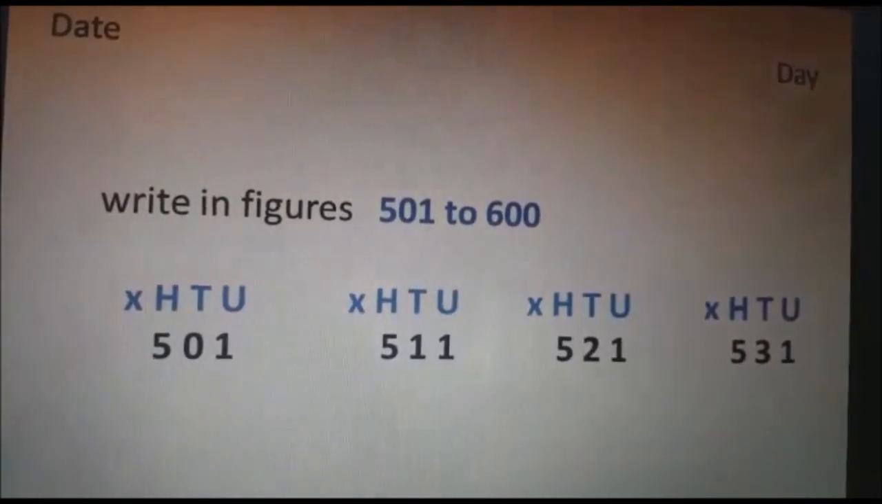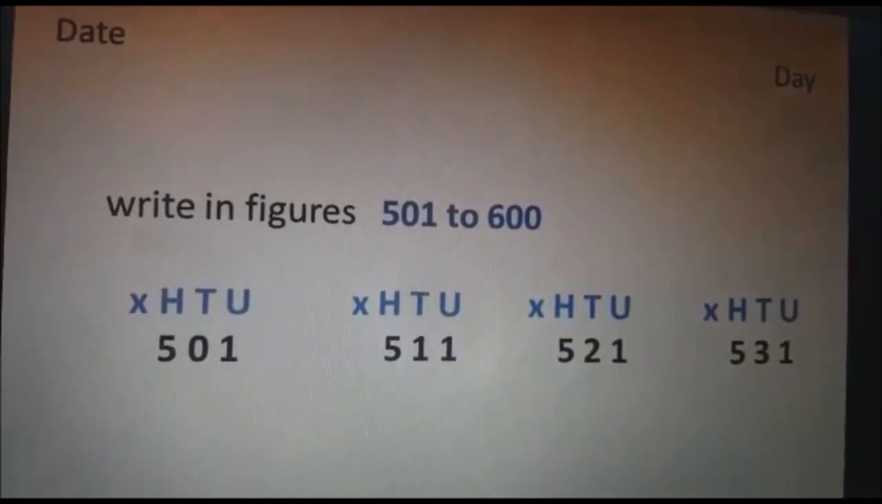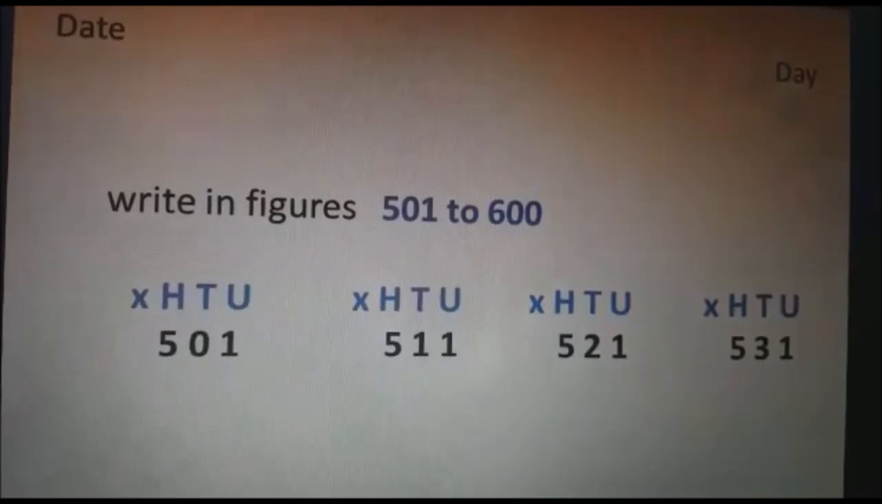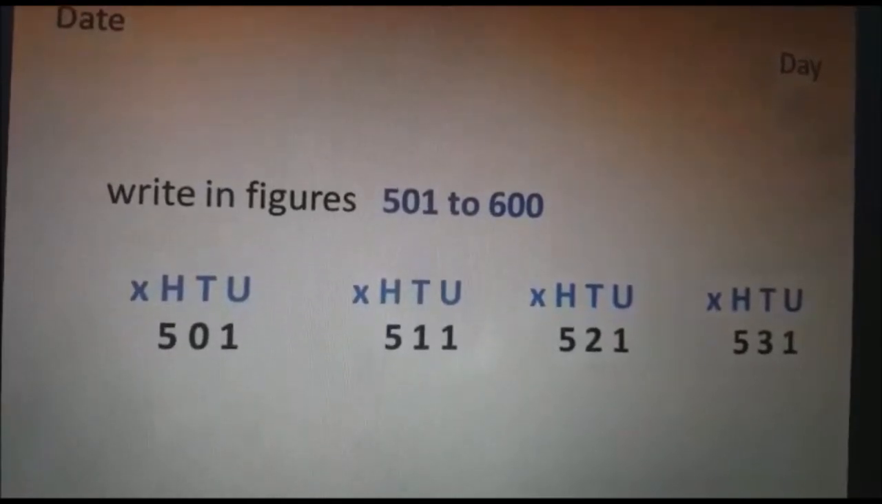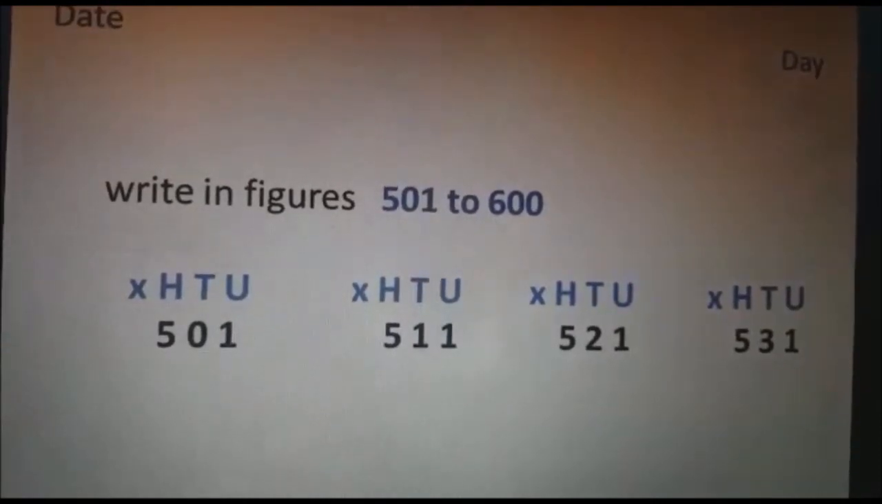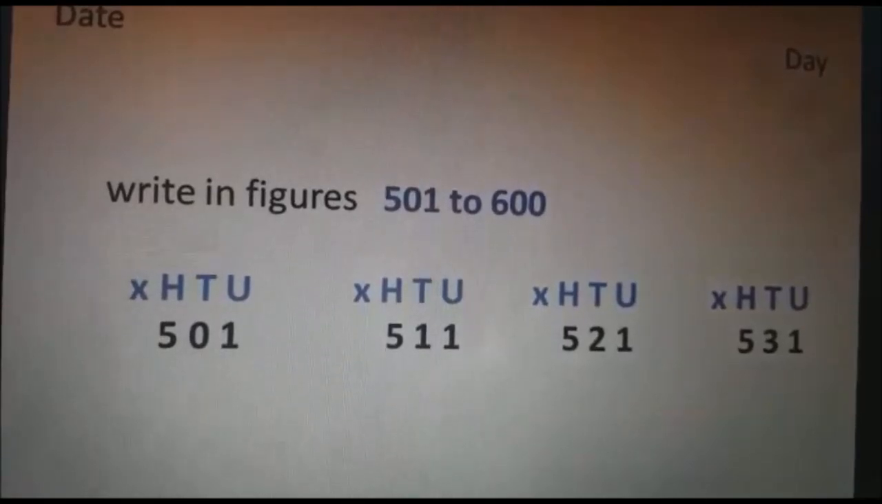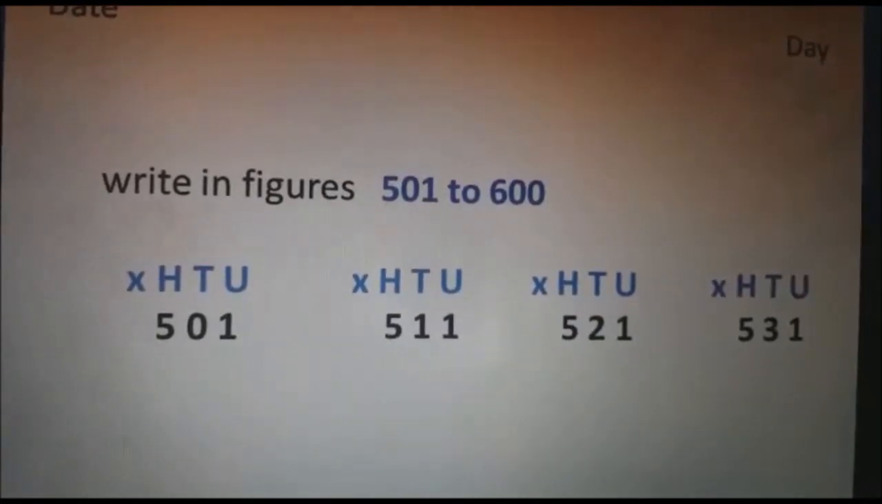After this, leave the line. Leave one block and write HTU. Leave the block, write HTU. Again leave the block, write HTU. Again leave the block, write HTU. Now turn the page and complete your work like this.